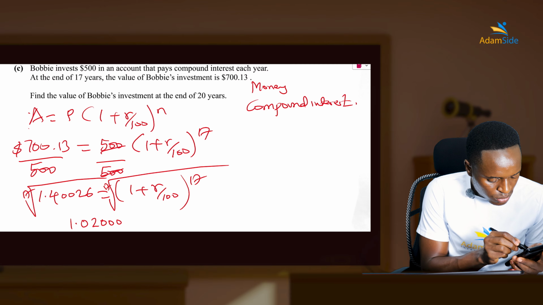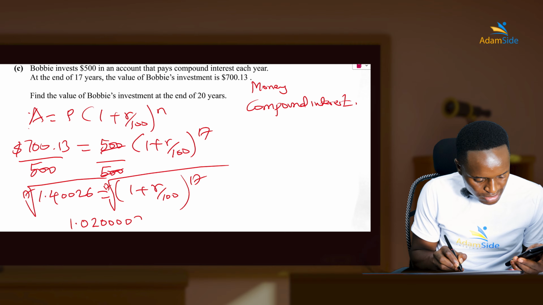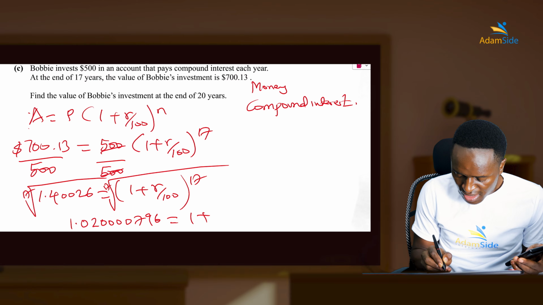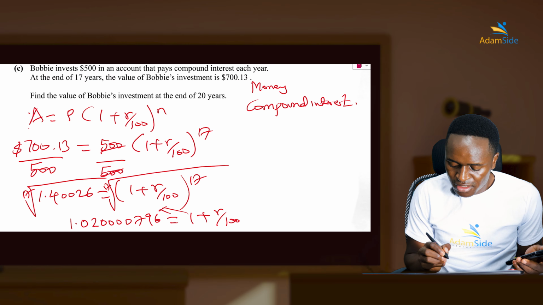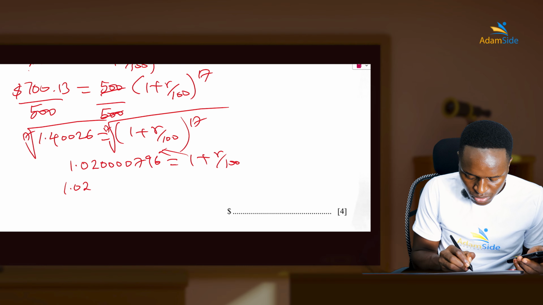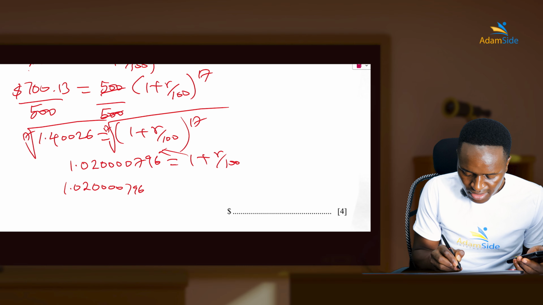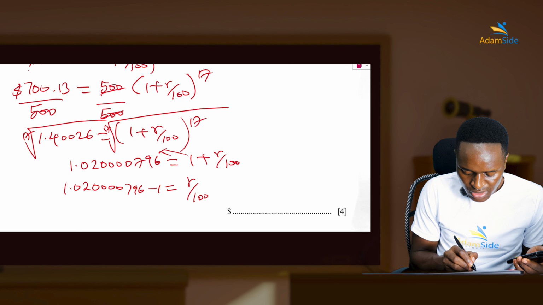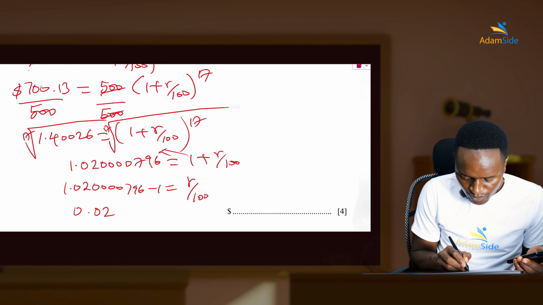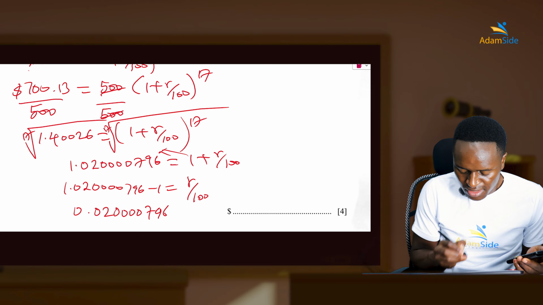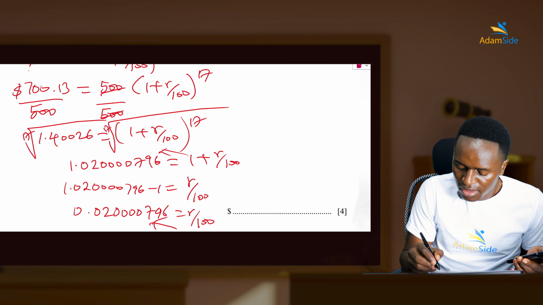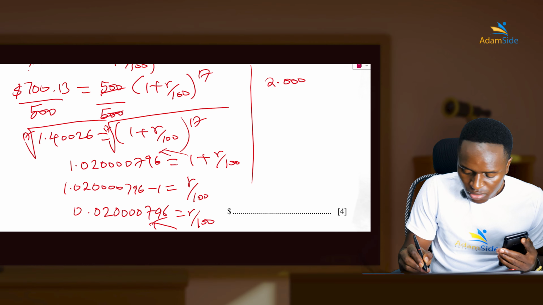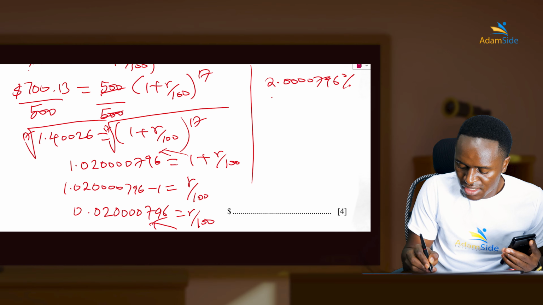1.020000796 is equal to 1 plus r out of 100. And then you take 1 to the other side. So you have 1.020000796 minus 1 is equal to r out of 100. Therefore, you get 0.020000796 is equal to r out of 100. Then cross multiply. When you cross multiply, you will get 2.000796%, which is the same as 2%.